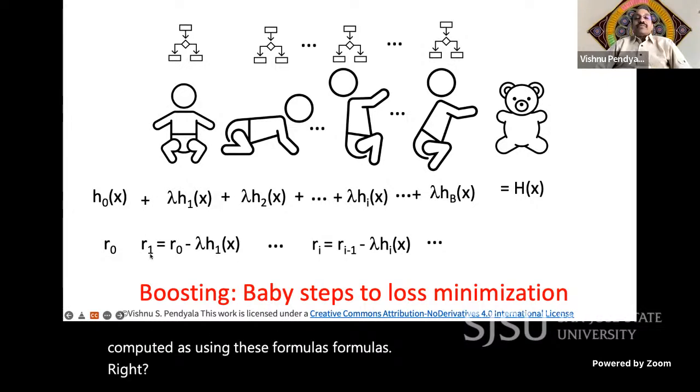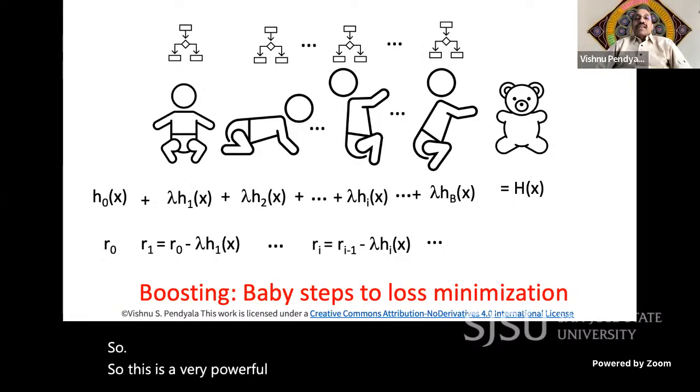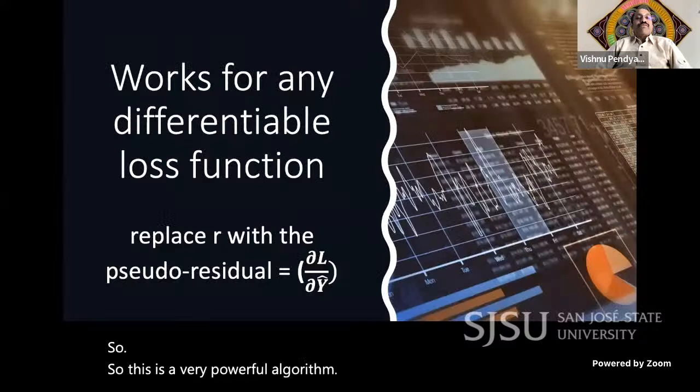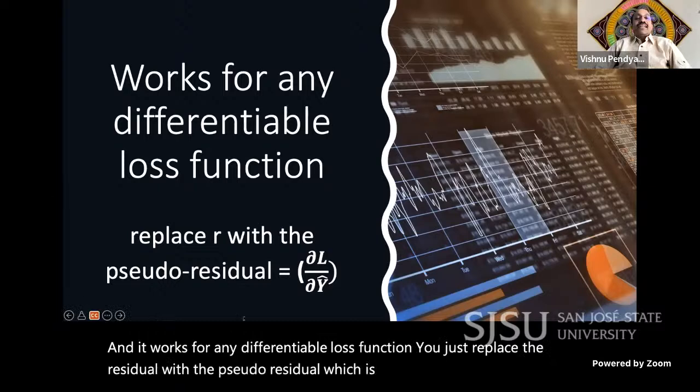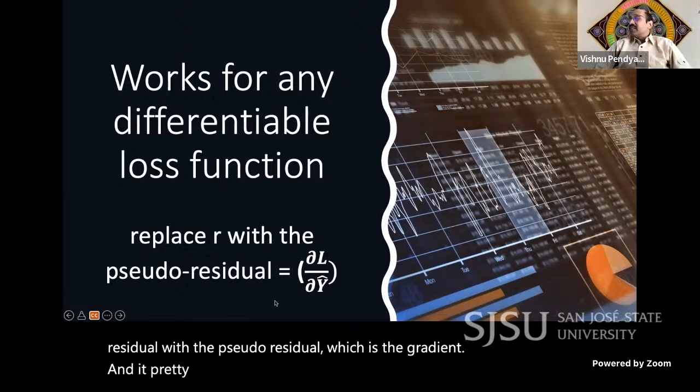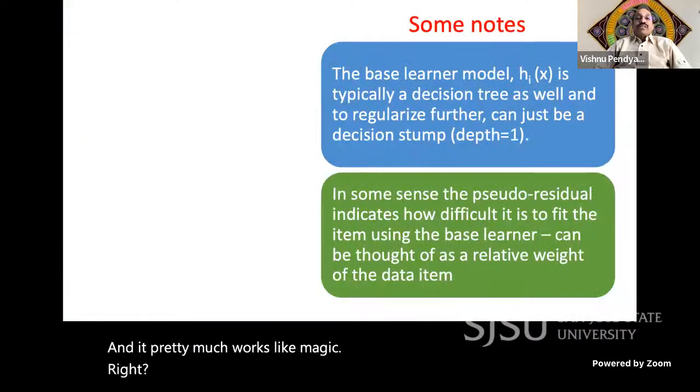So this is a very powerful algorithm, and it works for any differentiable loss function. You just replace the residual with the pseudo residual, which is the gradient, and it pretty much works like magic, right? So a few notes.